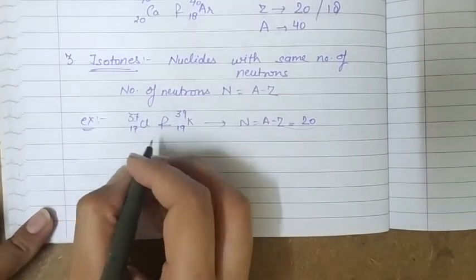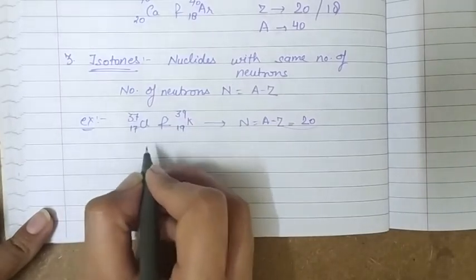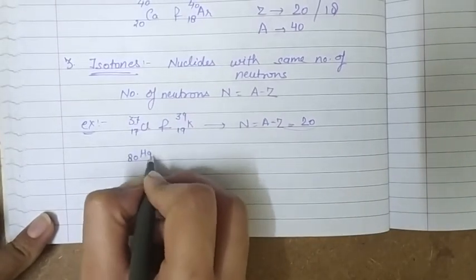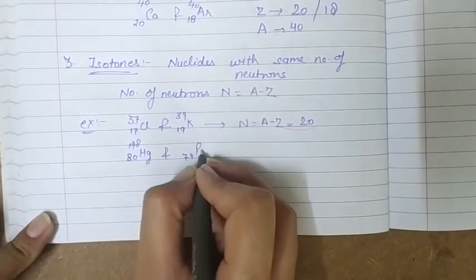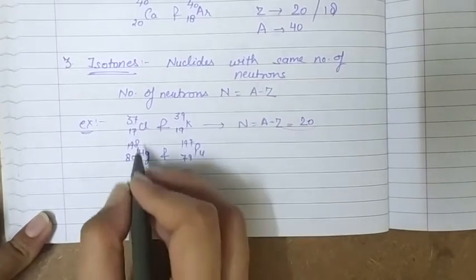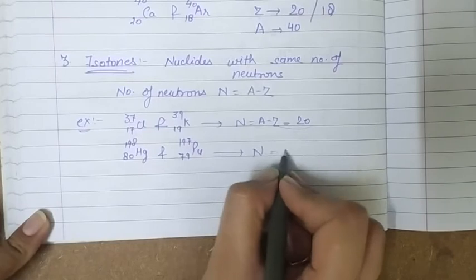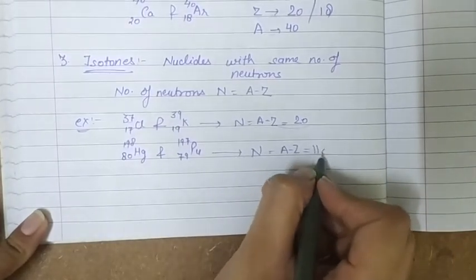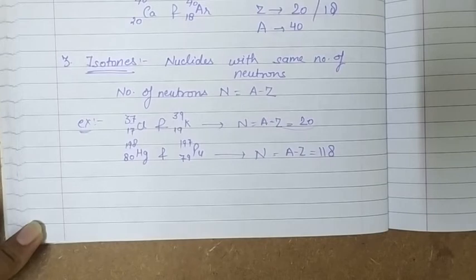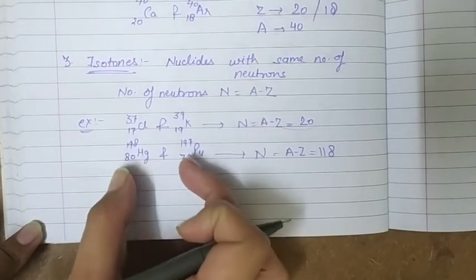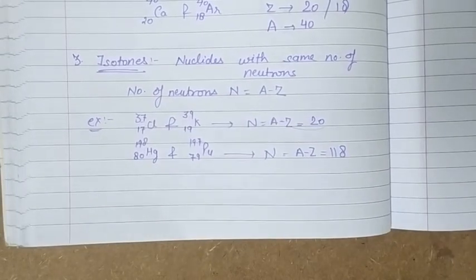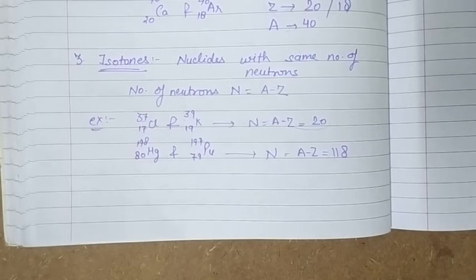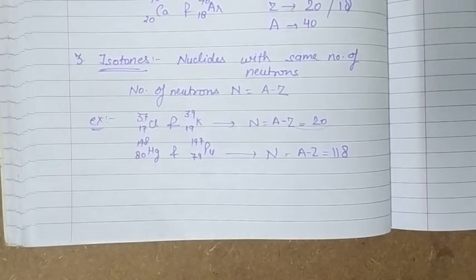One more example we can take is 80Hg198 and 79Au197. In this case also, the number of neutrons, which is equal to A minus Z, is 118. So in this case also, these two will act as isotones. For isotones, the number of neutrons will remain the same, and anything else can change. There is no other factor, but the number of neutrons should be the same. Only then can we call them isotones.